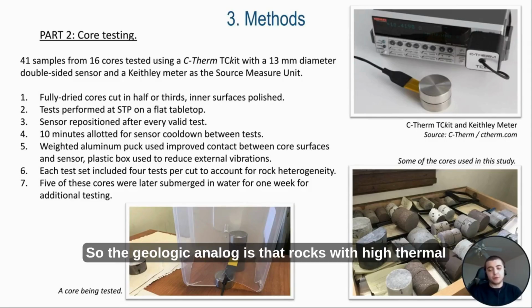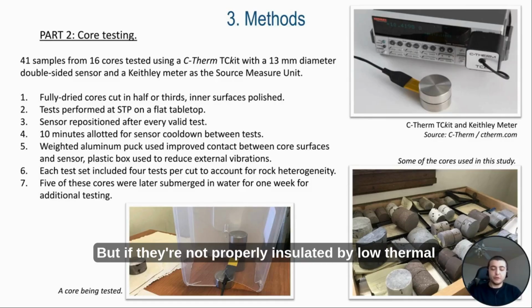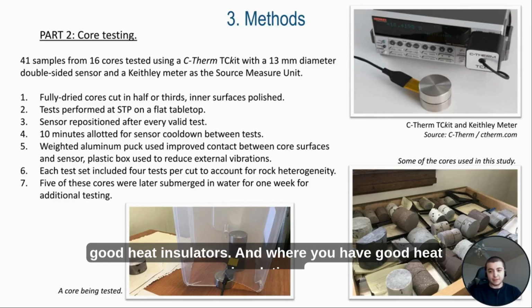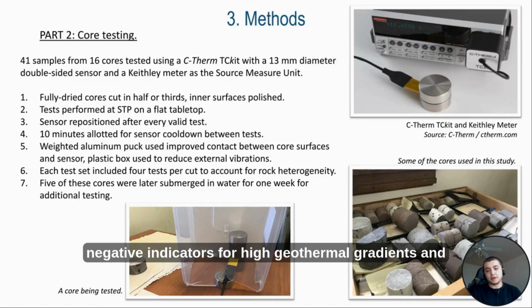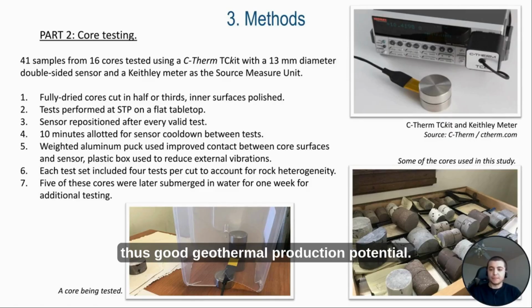So the geologic analog is that rocks with high thermal conductivity absorb surrounding heat very easily. But if they're not properly insulated by low thermal conductivity rocks, they can release their heat just as easily. So rocks with very low thermal conductivities act as good heat insulators. And where you have good heat insulation, colder measured subsurface temperatures are not necessarily negative indicators for high geothermal gradients and thus good geothermal production potential.